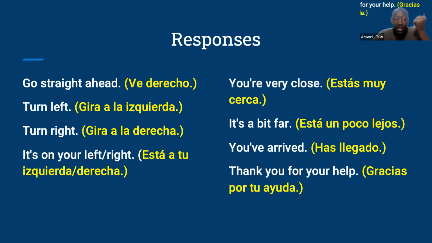Let's say combining these, they can tell you to go straight ahead for maybe 100 meters, then it's on your right or on your left. Does it make sense? They will tell you, ve derecho por 100 metros, then está a tu izquierda, it is on your left. Está a tu derecha. Are we together? Don't be confused.